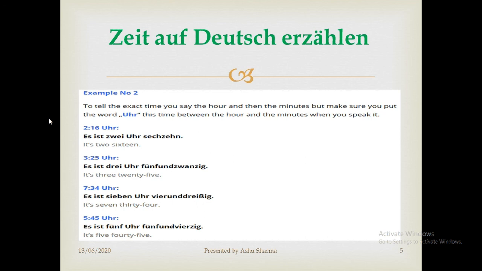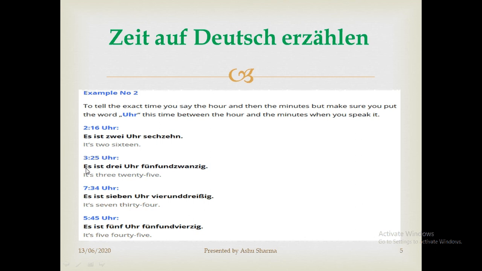Example number two. To tell the exact time, you say the hour and then the minutes, but make sure you put the word Uhr between the hour and the minutes when you speak it. Take 2:16. How do we say it in German? Es ist zwei Uhr sechzehn. Firstly we have zwei, and then Uhr in between hour and minutes. We already covered these numbers in a previous video, so you may watch that video also.